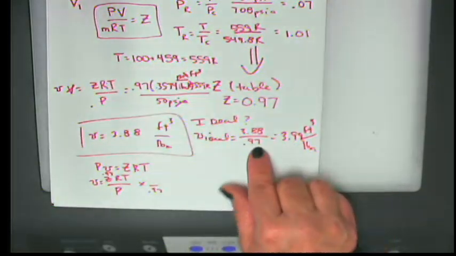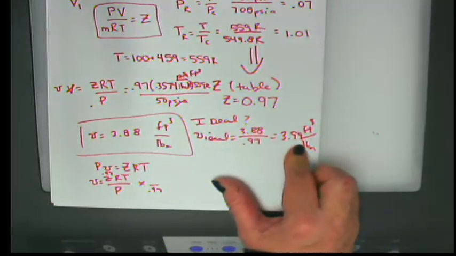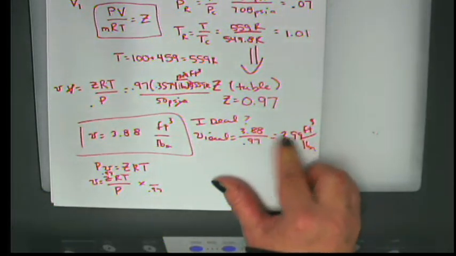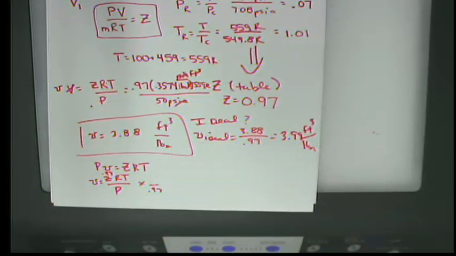All right, so in other words, our gas is a little bit more compressed than we would have expected if it were ideal, right? And the difference is essentially a 3% variance from ideal due to the 0.97 compressibility, or Z factor.